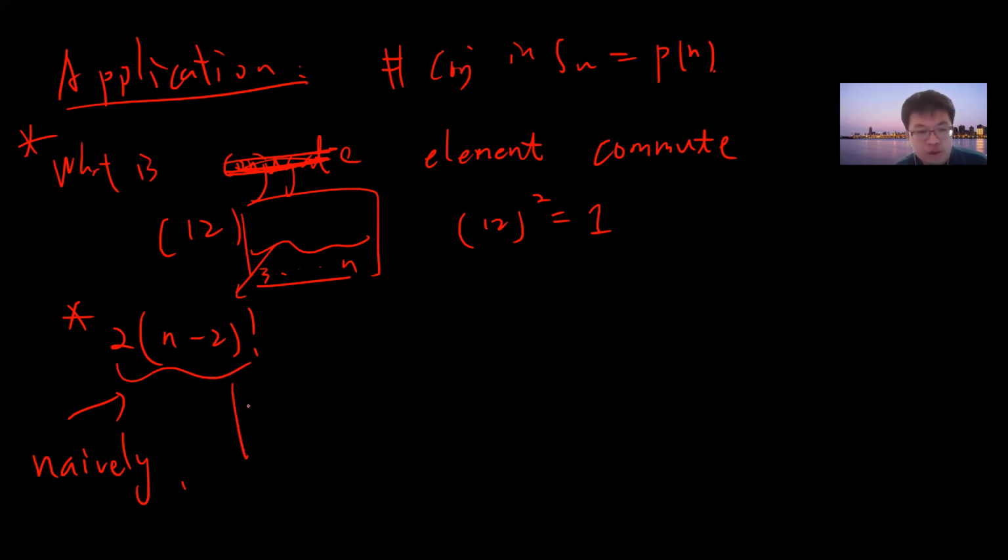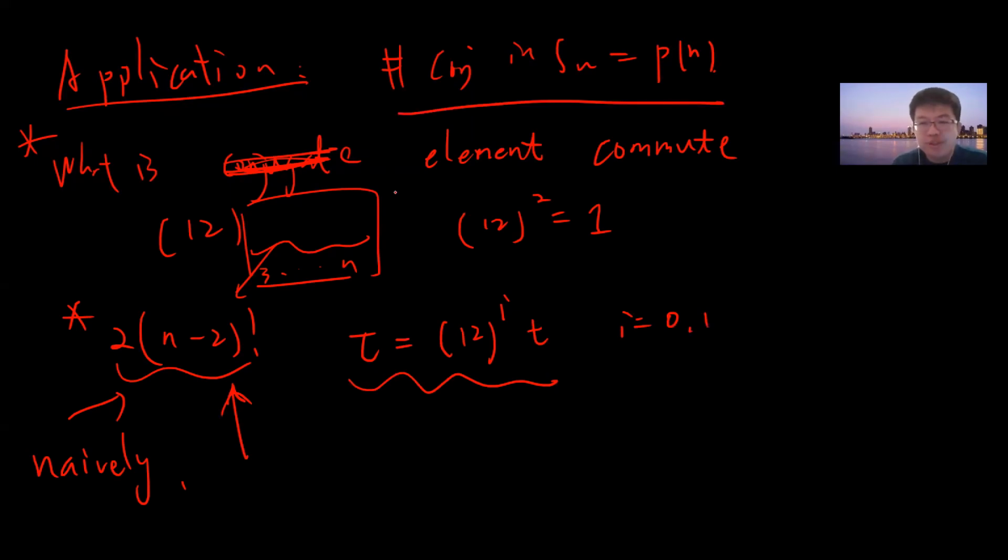So if I write it as a formula, I should say that tau, anything commuting with (1 2), I believe to be (1 2) to some power i, times t, where t does not contain 1 or 2. So t does not permute 1 or 2, and i can be 0 or 1, right? So this is my assumption. But using this theorem, I can prove that this is the answer.